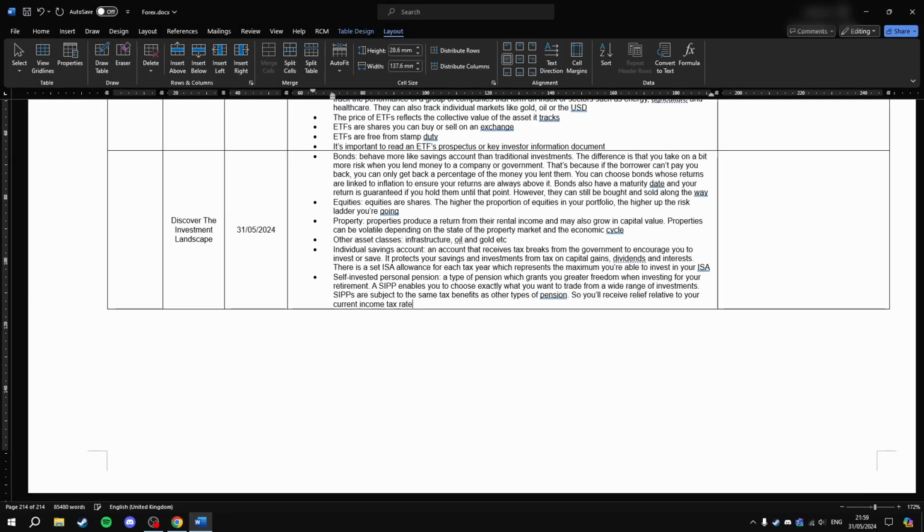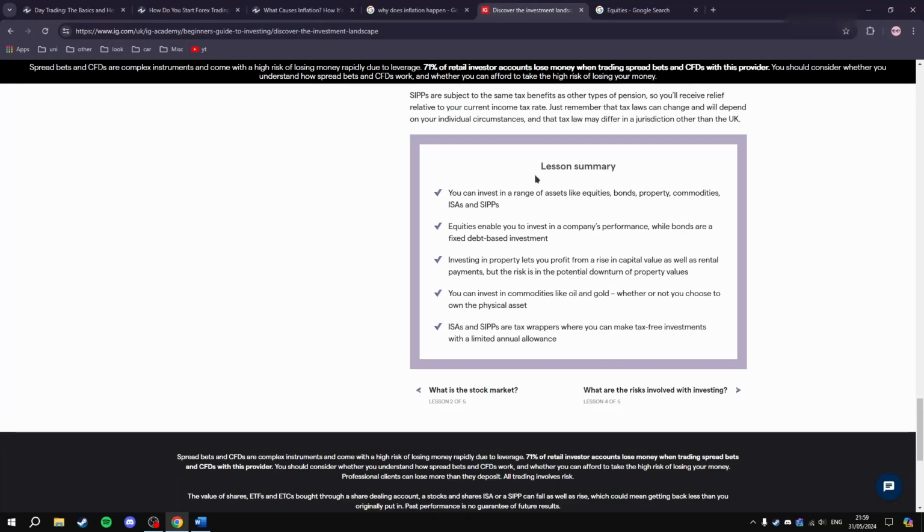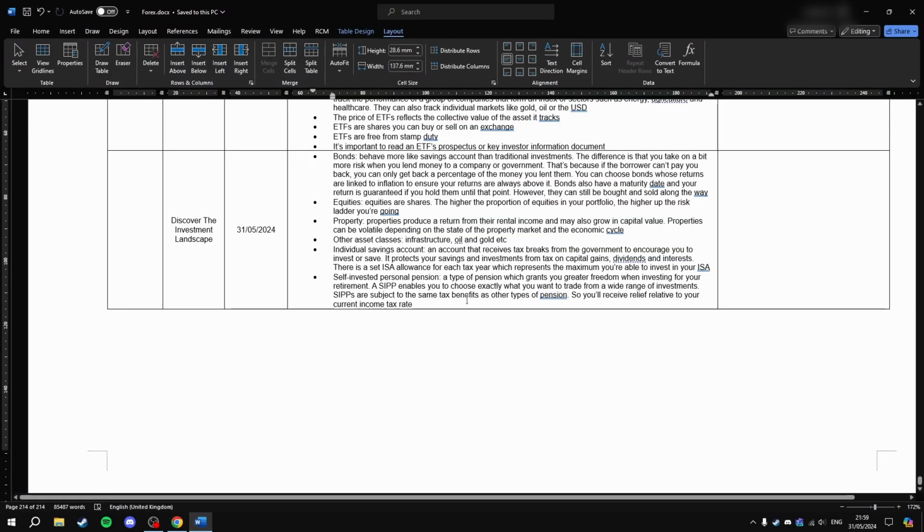Just remember that tax laws can change and will depend on your individual circumstances, and that tax law may differ in a jurisdiction other than the UK. So you receive relief relative to your current income tax rate. Does that mean you won't have to pay tax depending on your current income? Maybe.